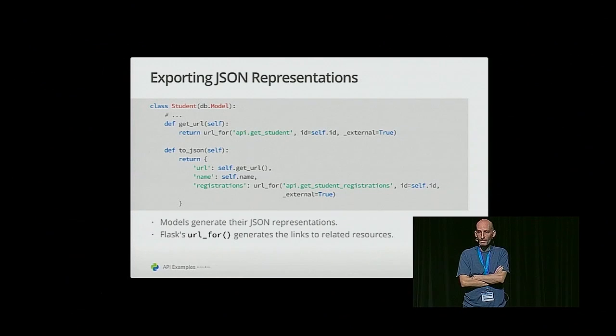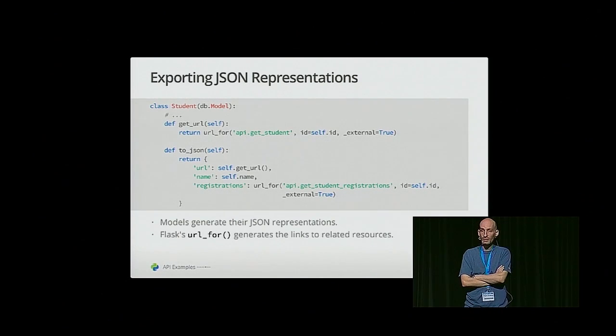The toJSON is the method that returns the JSON representation for my student. For this, I just return a dictionary, and I build it right there. I put the URL in it. This is a reference to itself, so that when the client keeps that resource somewhere, it has a reference to where it came from. This is a simple API, so I have a name. That's the only thing I have for a student.